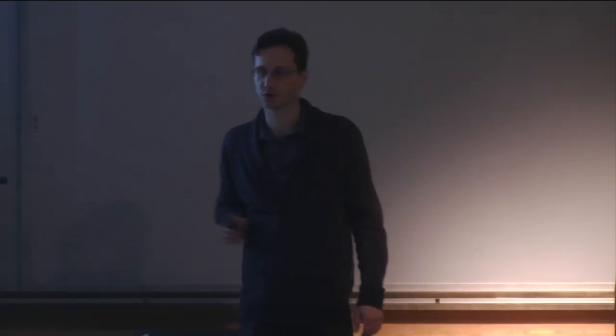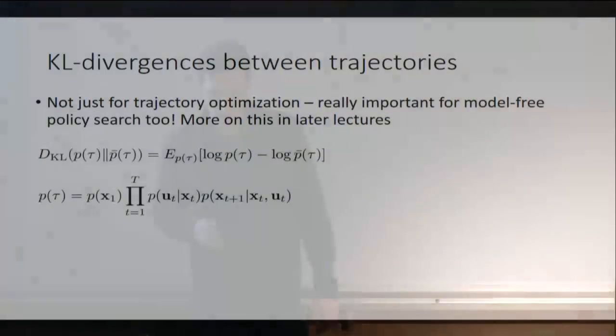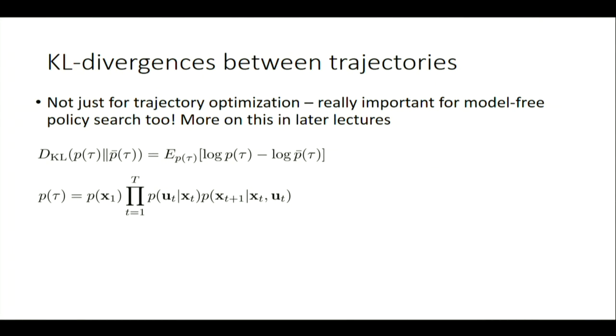So this is the definition of KL divergence. And this is, again, the definition of a trajectory distribution from the last slide. And what we're going to do is we're going to substitute. We're going to take this thing, and we're going to plug it in here.